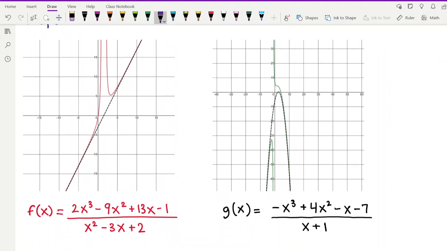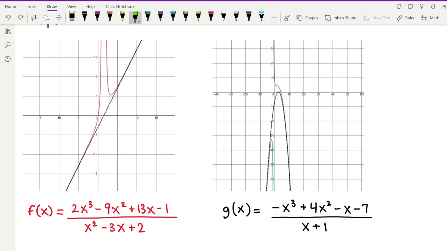So this one, the one in red, f of x is equal to 2x cubed minus 9x squared plus 13x minus 1 over x squared minus 3x plus 2. This function does not have a horizontal asymptote, right? When we talked about how to find horizontal asymptotes in the previous video, we talked about degree. We talked about how if the degree of the numerator is bigger than the denominator, there will be no horizontal asymptote. So the thing that's graphed in red is the actual function.